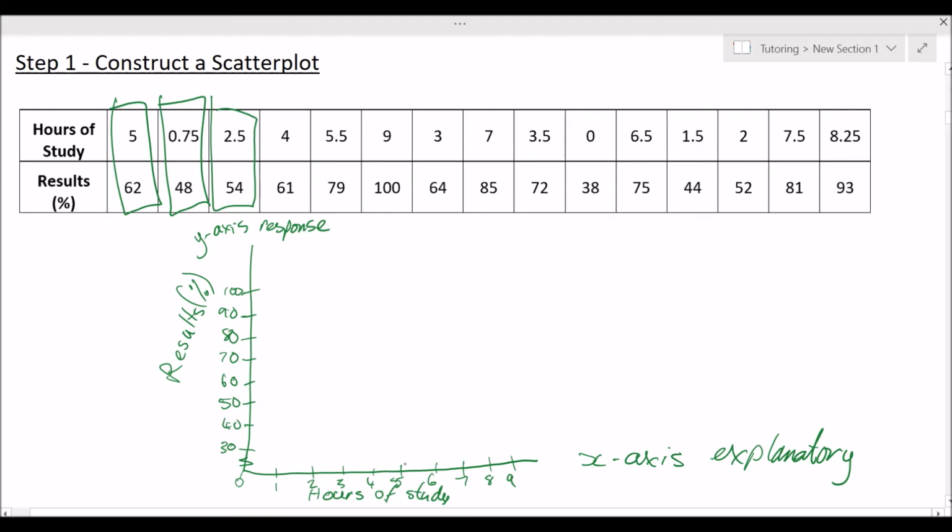So what I'm going to do is find 5 hours on the x variable. I'm going to find 62 on the y variable, and I'm going to put a dot. Now, obviously, the best way to do this accurately would be with grid paper and a ruler. So I would like you to do it more accurately, whereas I'm just estimating by eye because I'm doing this on OneNote. So make sure you do this in a more accurate way. There we go. So keep plotting those points out, and you should get your scatter plot.